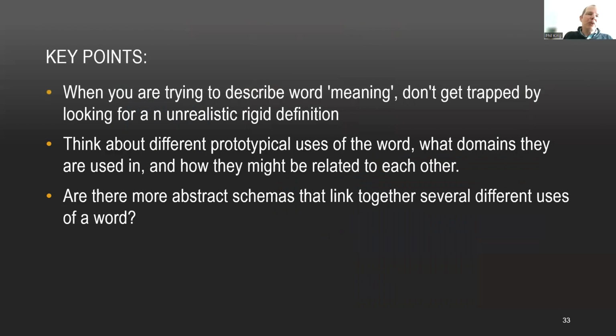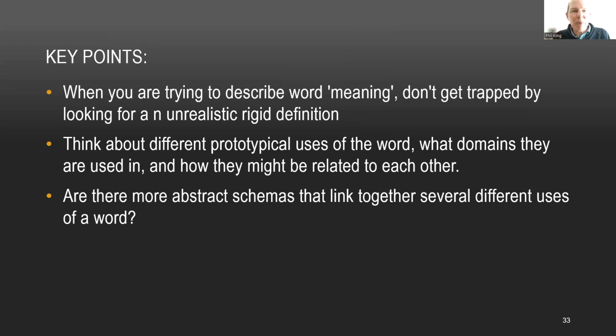So what are the key points? When you're trying to describe word meaning, make sure you don't get trapped by looking for an unrealistic, rigid definition. It has to have these features or those features. We have to be prepared that things may not fit neatly into categories with rigid boundary conditions. Instead, think about different prototypical uses of the word. Think about what domains those are used in and how they might be related to each other.